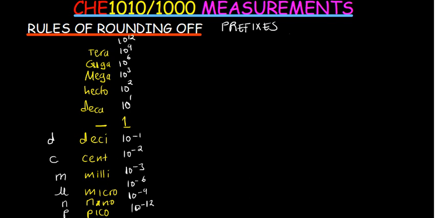Okay, that's it. Now for deca, we use a capital D. For the ones which are down with negative powers, we use the small letter. Hecto, we're going to use h. Kilo, we use k. And then mega, we use capital M. Giga, we use capital G. Tera, we use capital T. These ones we need to be very familiar with because they're very important.